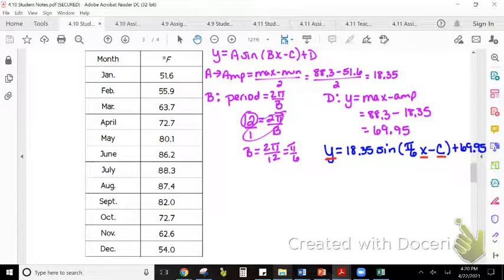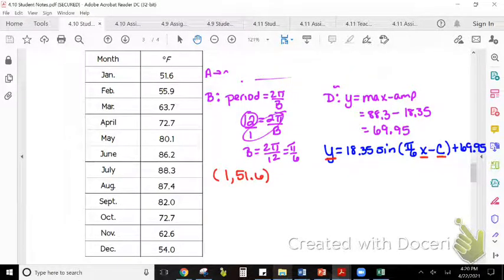But I do know that I have that ordered pair, and I could pick any of them. I'm just going to pick the first one, which is 1 and 51.6. Well, an ordered pair consists of an x and a y. So if I plug these into my equation, I should be able to solve for my C value. All right, so that I have room to do this, though, I am going to move up. I'm going to erase all this, so make sure you have it. If not, pause this video so that you can write it down.